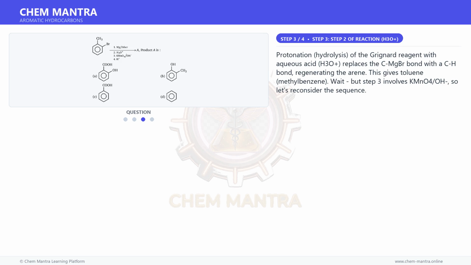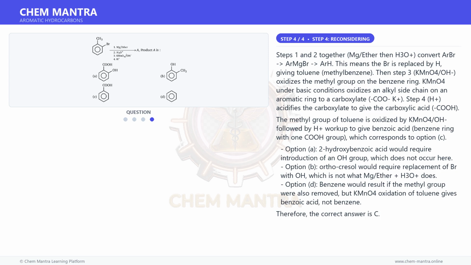Protonation, hydrolysis of the Grignard reagent with aqueous acid H3O+, replaces the C-MgBr bond with a C-H bond, regenerating the arene. This gives toluene, methylbenzene. Wait, but step 3 involves KMnO4, so let's reconsider the sequence. Steps 1 and 2 together, Mg ether then H3O+, convert ArBr to ArMgBr to ArH. This means the Br is replaced by H, giving toluene, methylbenzene.